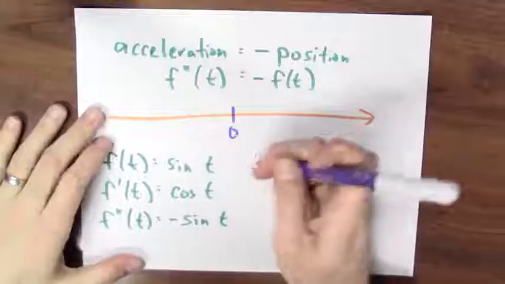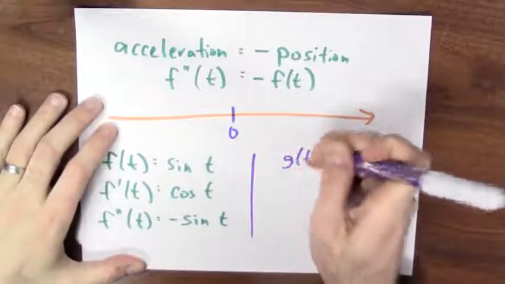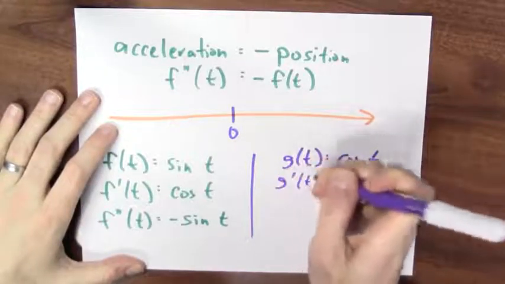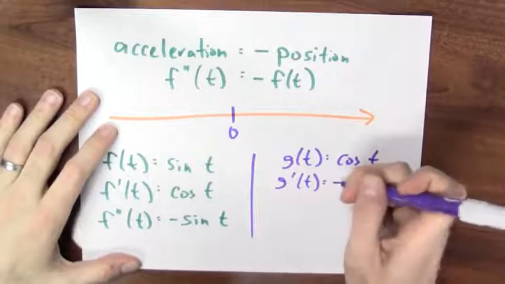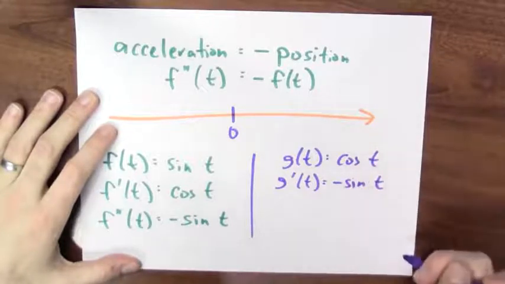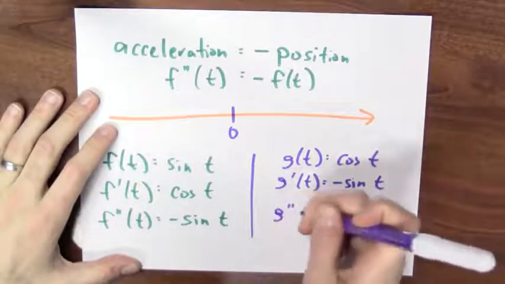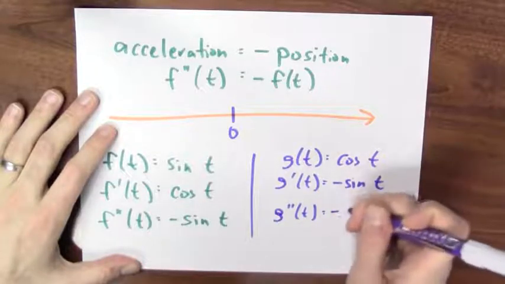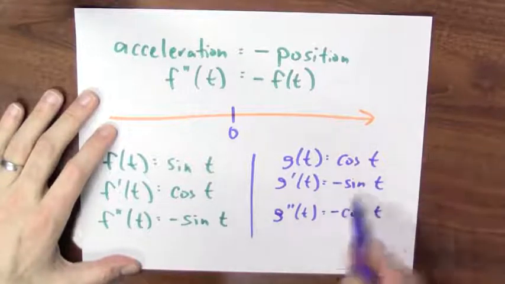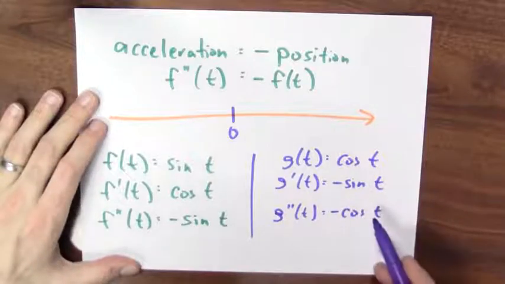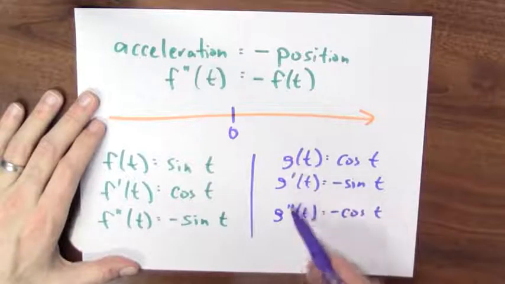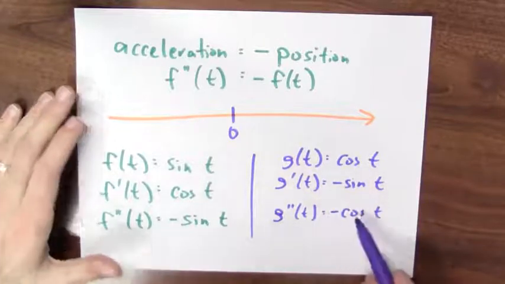And we know another function just like this. Look, if g of t is cosine of t, then g prime of t is minus sine t. But then g double prime of t, the second derivative of cosine, it's just minus cosine of t because the derivative of sine is cosine. So cosine is another example of a function whose second derivative is negative itself.